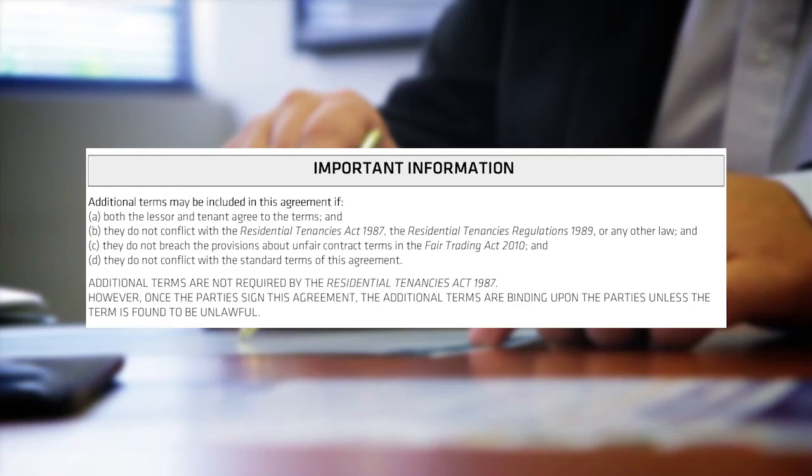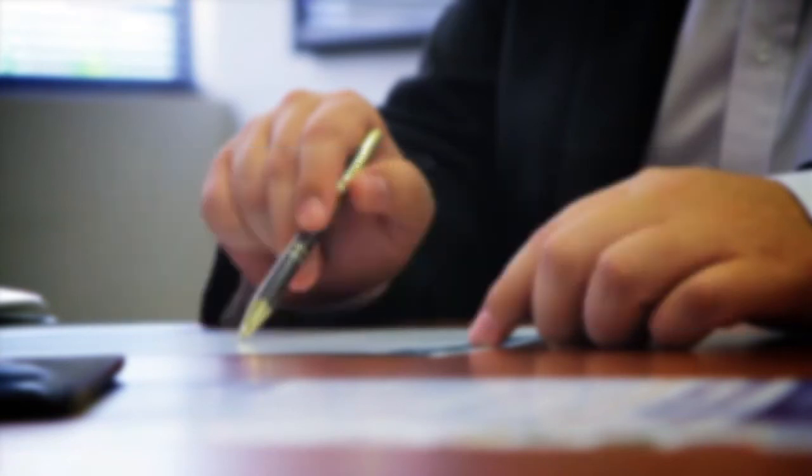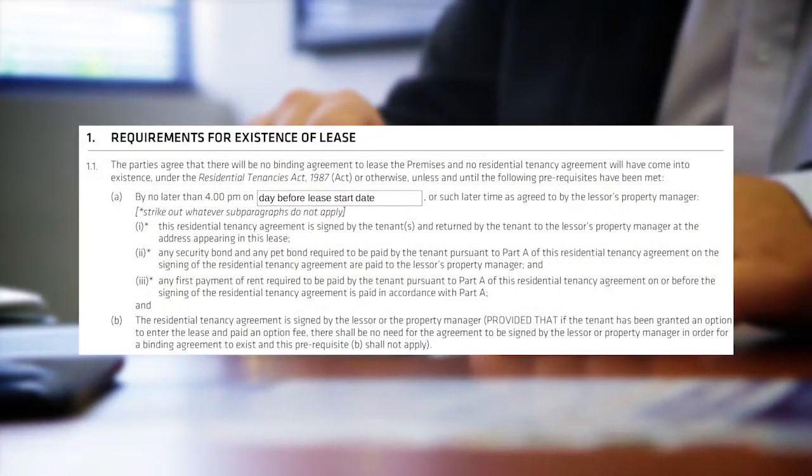Additional terms are not required by the Residential Tenancies Act 1987. However, once the parties sign this agreement, the additional terms are binding upon the parties unless the term is found to be unlawful. Additional terms.